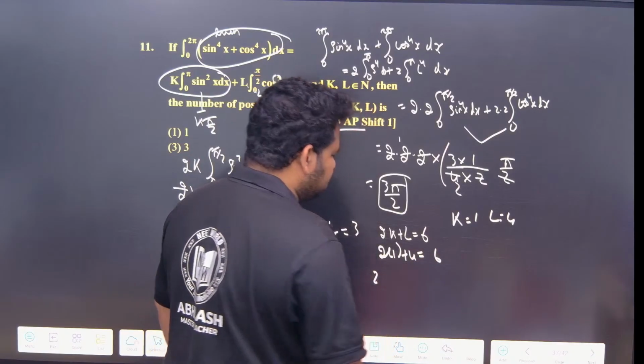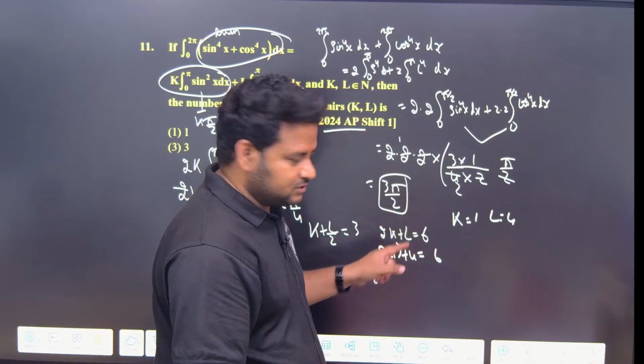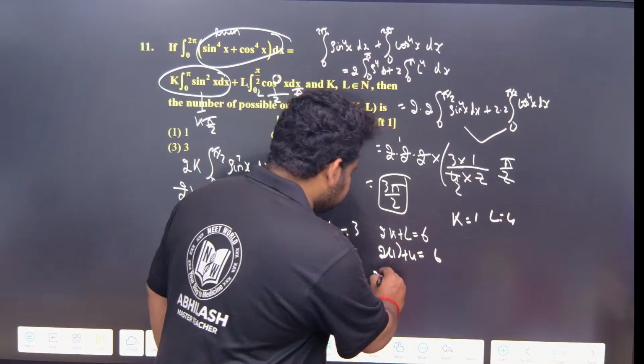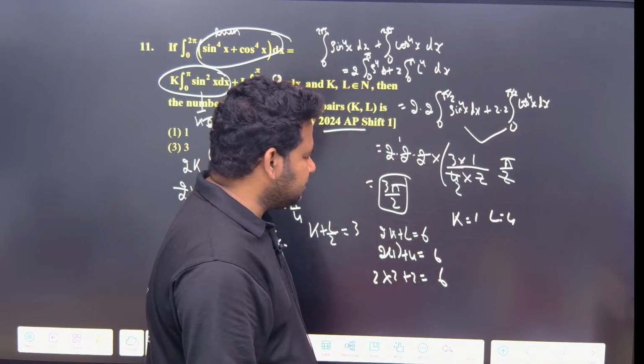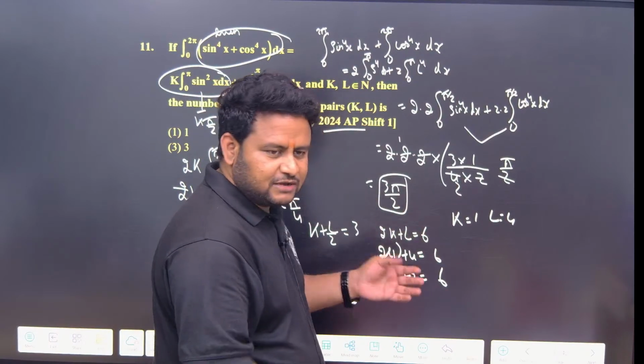If I put k equal to... I cannot put 0 because n, k and L are natural numbers. So, if I put k is equal to 2, L should become 2, that is 6. If I put k is equal to 3, 2 3s are 6, L should become 0, that is not possible. If I put any other value, it is not possible.